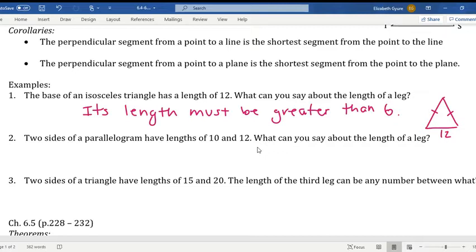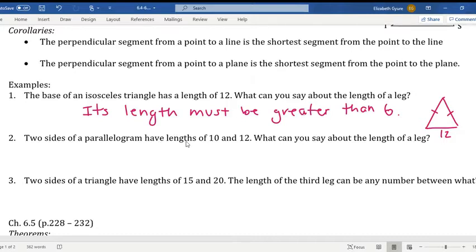Or I don't think that, no, that is meant to say parallelogram. What can you say about the length of a leg? So what it wants you to do here is draw a parallelogram, but that parallelogram is going to have to have, I'm sorry, can you say about the length? Oh, that's why that doesn't make sense. This should say, what can you say about the length of the diagonals?